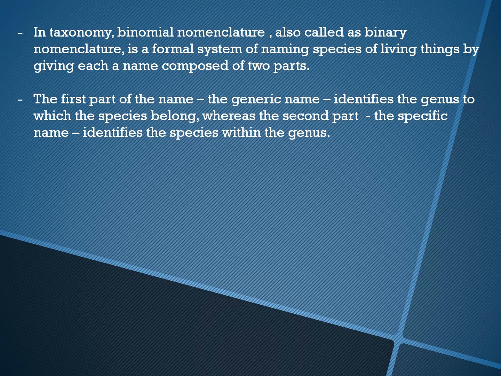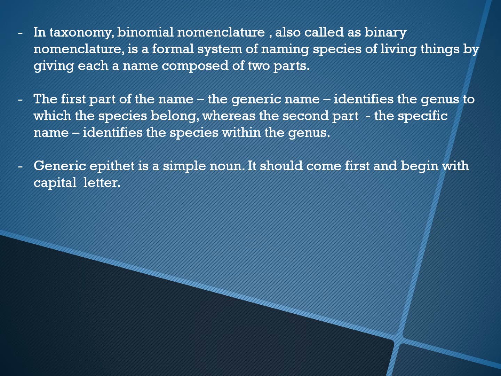The first part of the name is the generic name. It identifies the genus to which the species belongs. Whereas the second part is the specific name, which identifies the species within the genus. So as I mentioned, in binomial nomenclature, we name any organism in two parts. The first part is called the generic name, and it identifies the genus of an organism. The second part is called the species name or the specific name. It identifies the species.